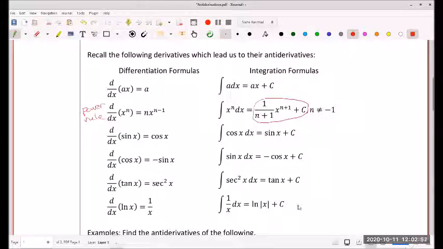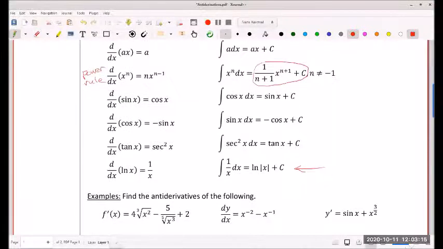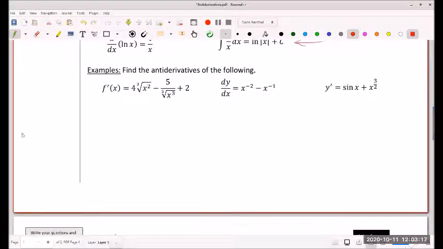If n is equal to -1, we have 1 over x. Right? And then the antiderivative of that, or the indefinite integral of that, is the natural log of x plus c, because, again, the derivative of the natural log of x plus c is 1 over x. Okay, so let's go ahead and apply this to some problems and see how this works.